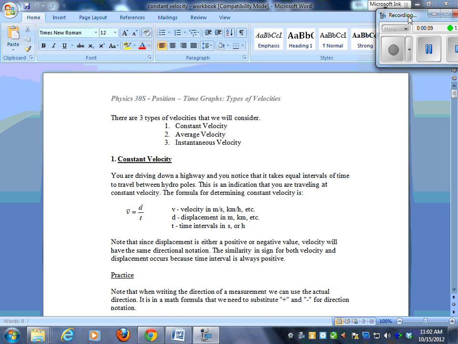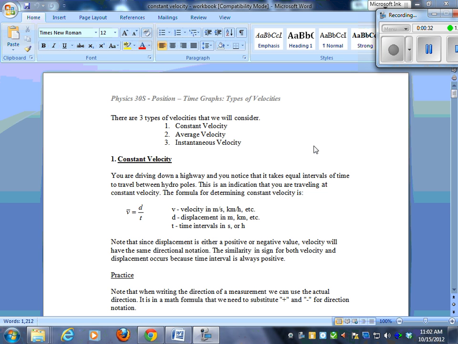So three types of velocities that we're going to consider are constant velocity, average velocity, and instantaneous velocity. Okay, and the reason that I did that little math review was because the first one I'm going to do is constant velocity. I really need kids to understand the different types of velocities and what's going on.